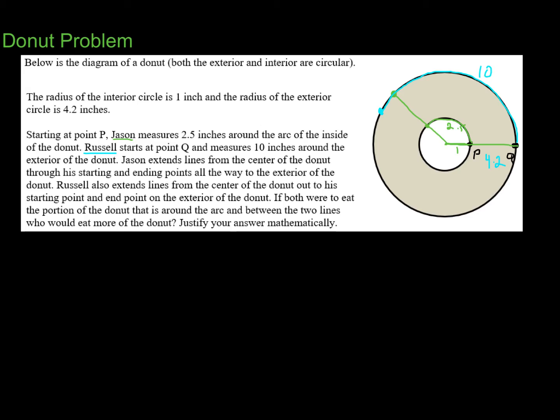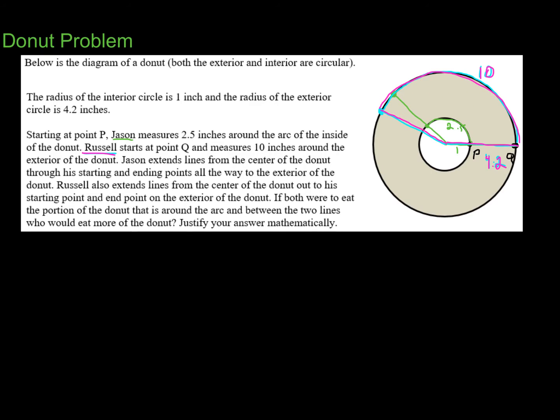Okay? And then he does the same thing. He extends a line from the center to his starting point and to his ending point on the exterior of the circle. Okay, now I went over that in purple because the light blue was a little hard to see. All right, and then each is going to eat the amount of donut that is between their starting point and ending point and along the arc. So let's just consider what that means for Jason. So this is the line at which he ends, and this is the line at which he begins, and the amount of donut that is along his arc is this donut here. For Russell, same idea. Along his arc, which is right there, is this amount of donut there.